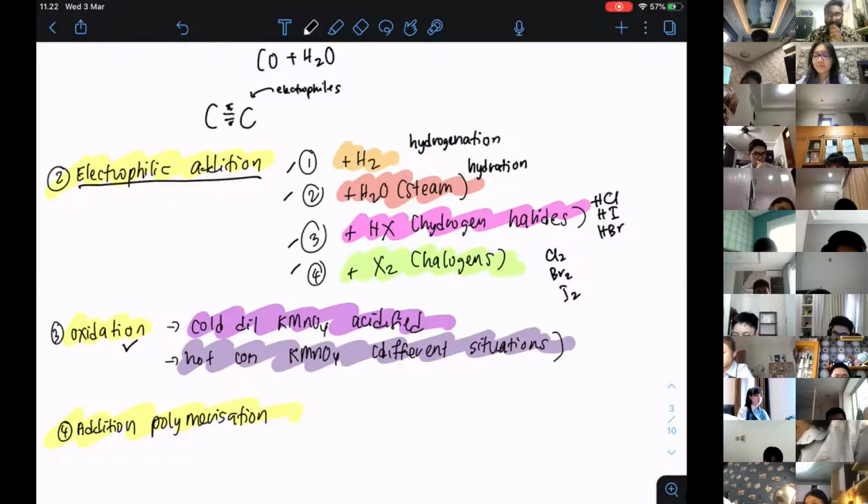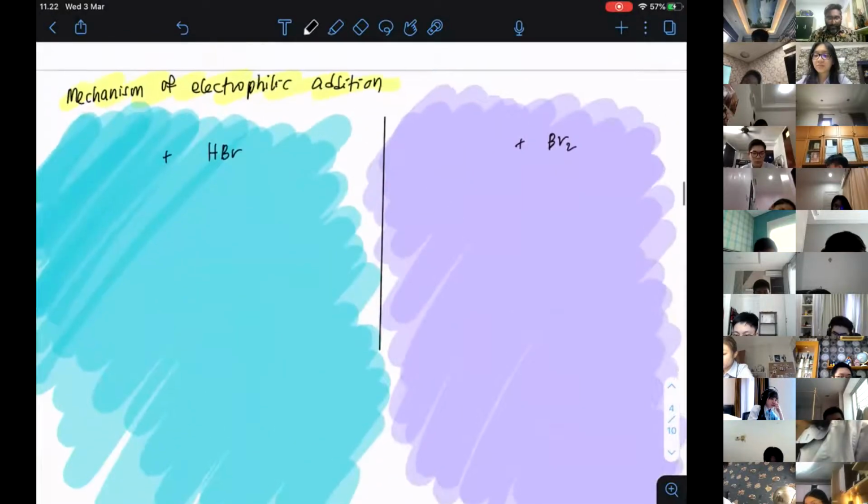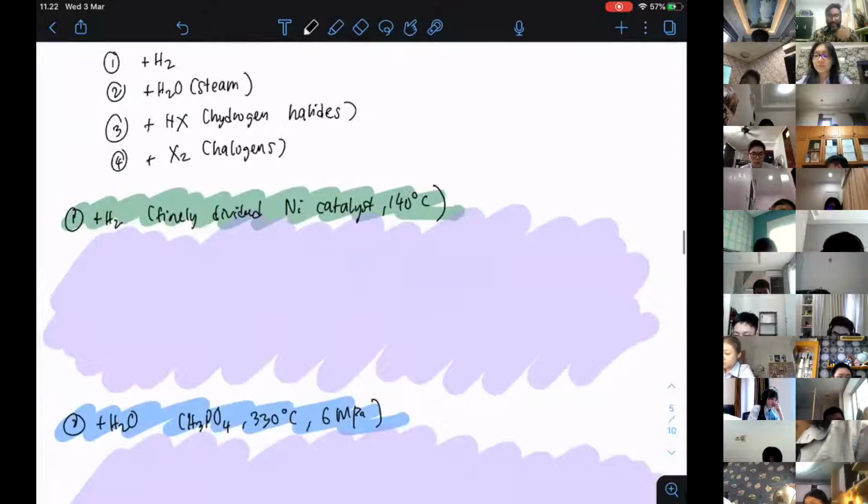We will not discuss this today. And also addition polymerization, we are not going to discuss it today either. Okay, so today I'm going to just focus on the electrophilic addition. So 8 more minutes left. Okay, so here, you have a look at the 4 reactions that I mentioned earlier. We are going to look at the conditions and how to write equations first.